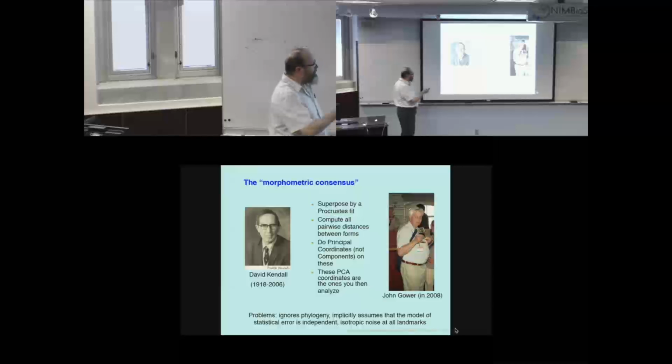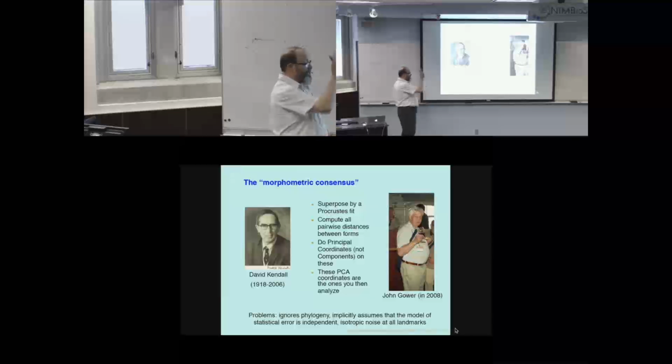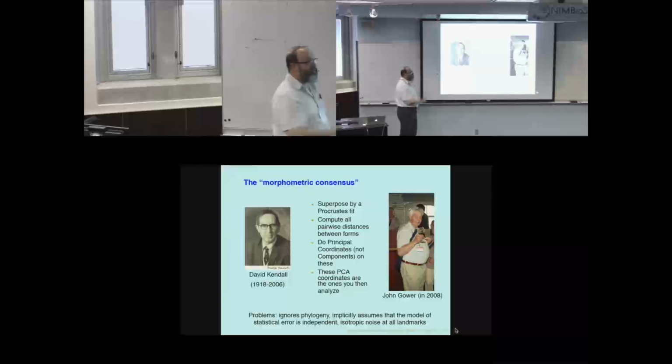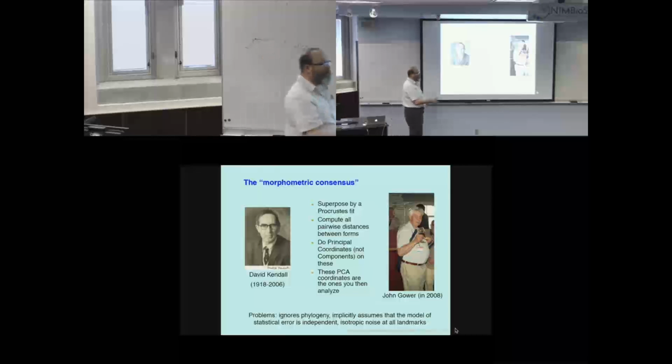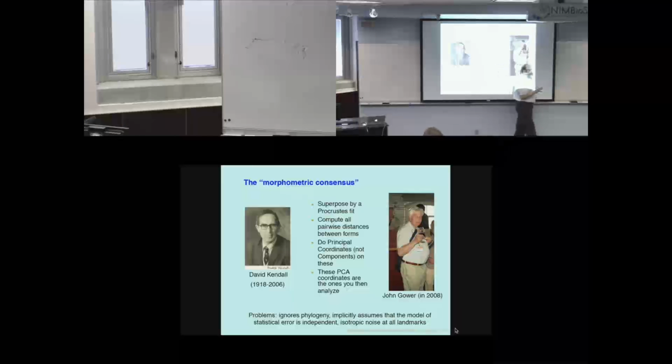But it implicitly assumes that the model of error that you're dealing with when you're analyzing your specimens is independent. It's isotropic in the sense that the up-down variance and the left-right variance are the same, and the same in every specimen, in every landmark. And as long as that's your model of statistical error, the morphometric consensus is validated. It's an okay way to do everything.